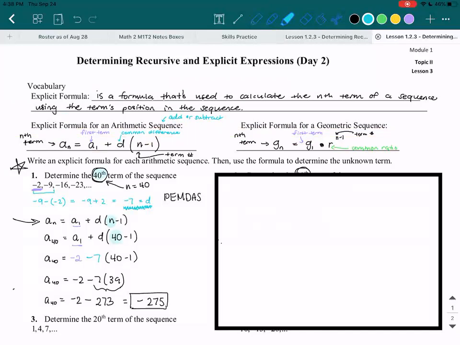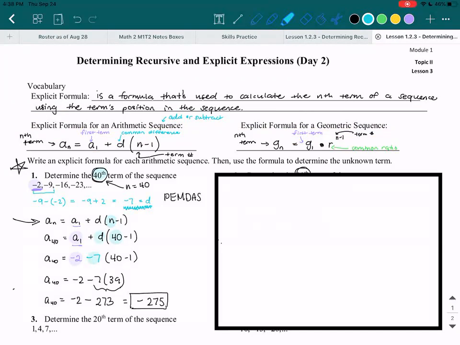Okay, and then in the next step, I replaced a sub 1 with negative 2 because that is your first term. So a sub 1 is your first term, so I replaced it with the first term, which was negative 2. Then we also have the common difference over here, which I replaced with negative 7.